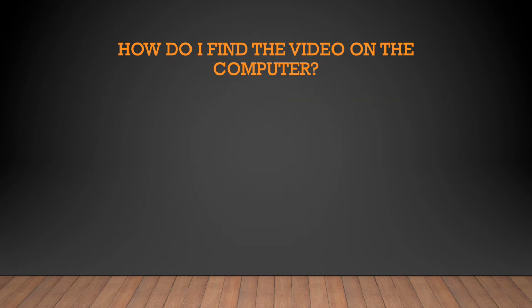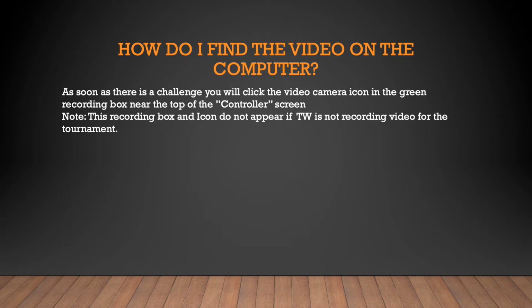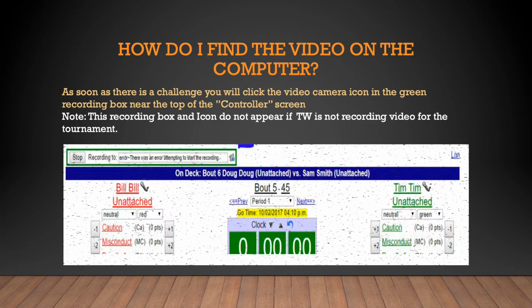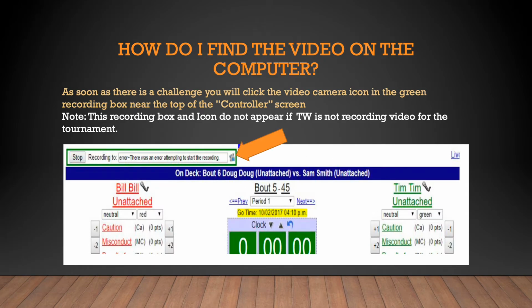How do I find the video on the computer? As soon as there's a challenge, you will click on the video camera icon in the green recording box near the top of the controller screen. Note this recording box or icon will not appear if Track Wrestling is not recording video for the tournament. The orange arrow indicates that green recording box and the video icon.